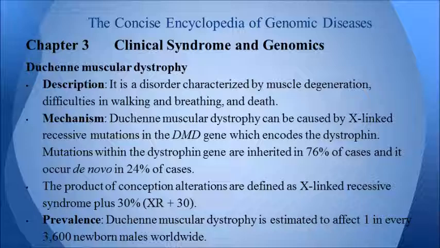Mutations within the gene are inherited in 76% of cases and occur de novo in 24%. The product of conception alterations are defined as X-linked recessive syndrome plus 30%. Duchenne muscular dystrophy is estimated to affect 1 in every 3,600 newborn males worldwide.